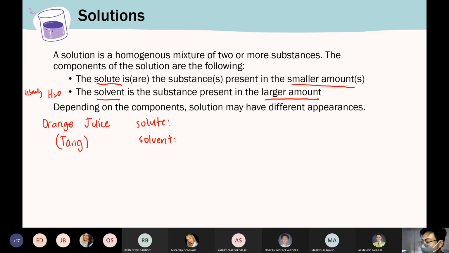Okay? So, according to Kyla, the solute is the Tang powder and the solvent is water. Do you agree with that? Tang is the solute and the solvent is water. Okay? So, yes, that's correct. Our solute is the Tang powder.